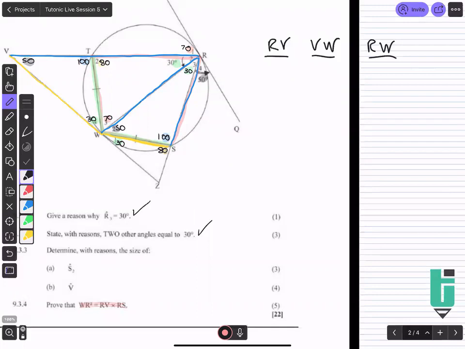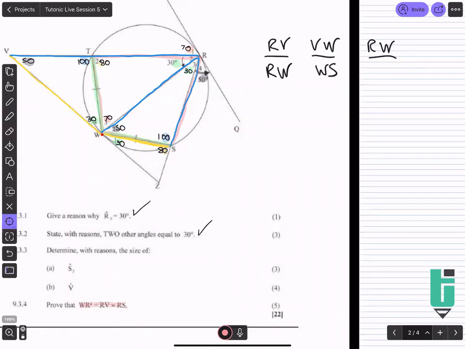Ayan, what's opposite 100 in the small triangle? RW. Right? What's WV opposite in the big triangle? 30, right? And what's opposite 30 in the small triangle? WS. Okay, WS. What's RW opposite in the big triangle? 50. Yes, and what's opposite 50 in the small triangle? RS.